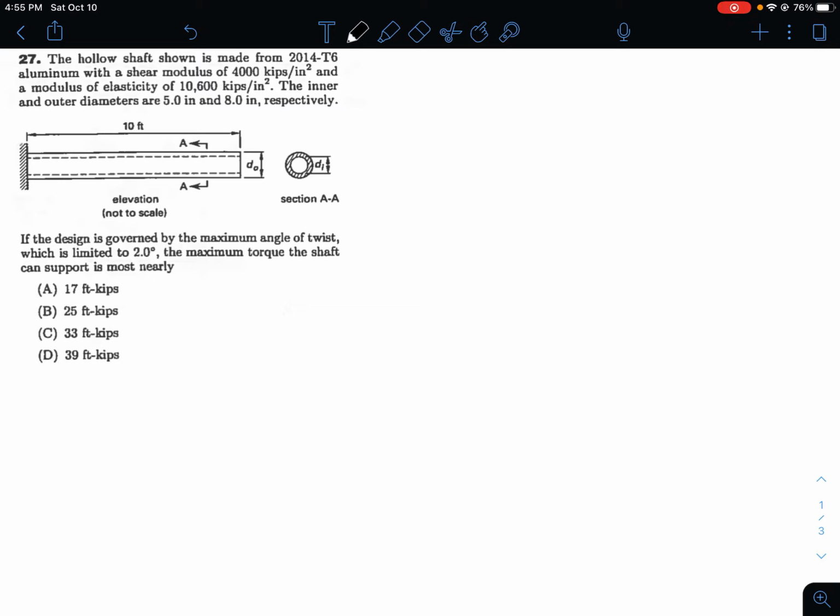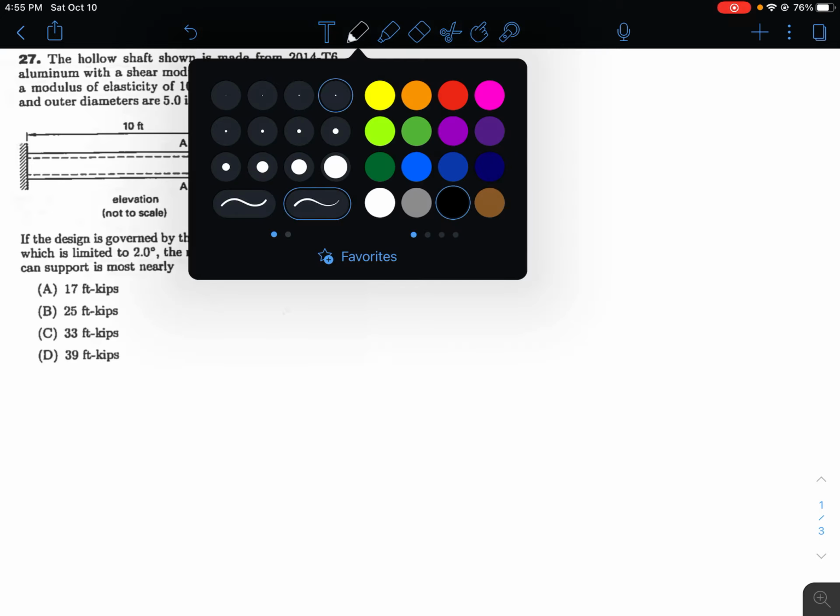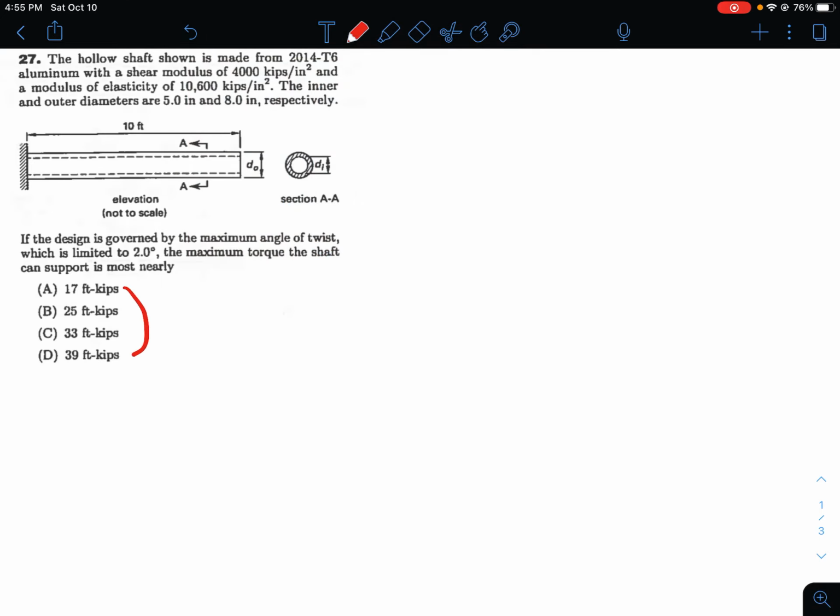now it's asking if the design is governed by the maximum angle of twist, which is limited to 2 degrees, the maximum torque the shaft can support is most nearly. Now the key right here is units. We can see here that we have some units that are in feet kips. So with that said, we have to make sure that our final answer, the units make sense.